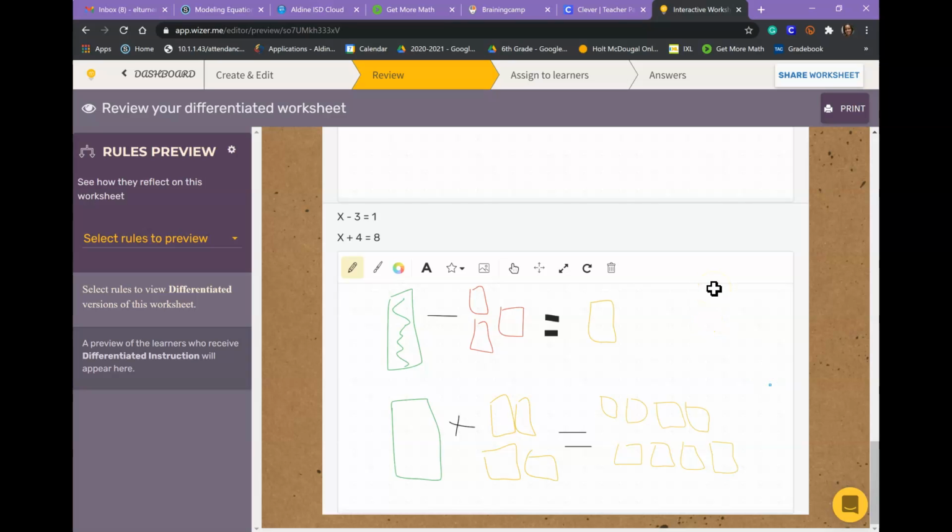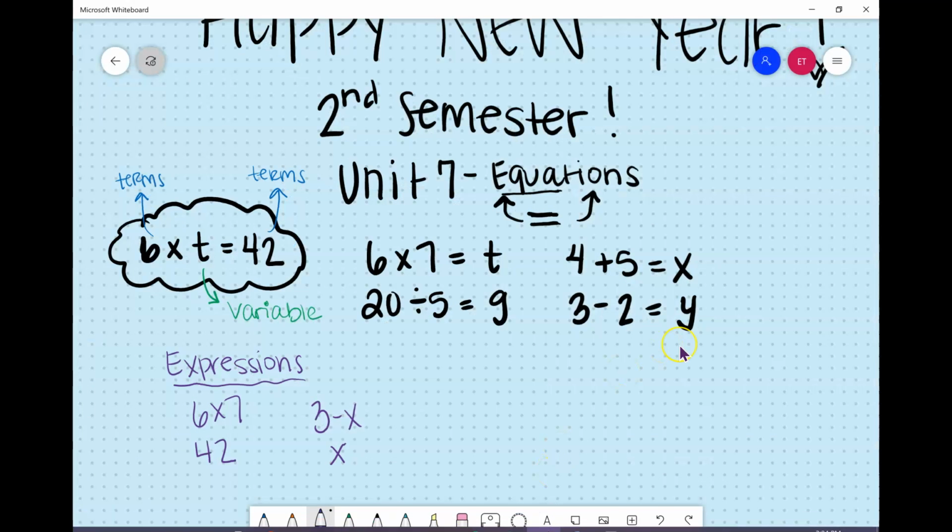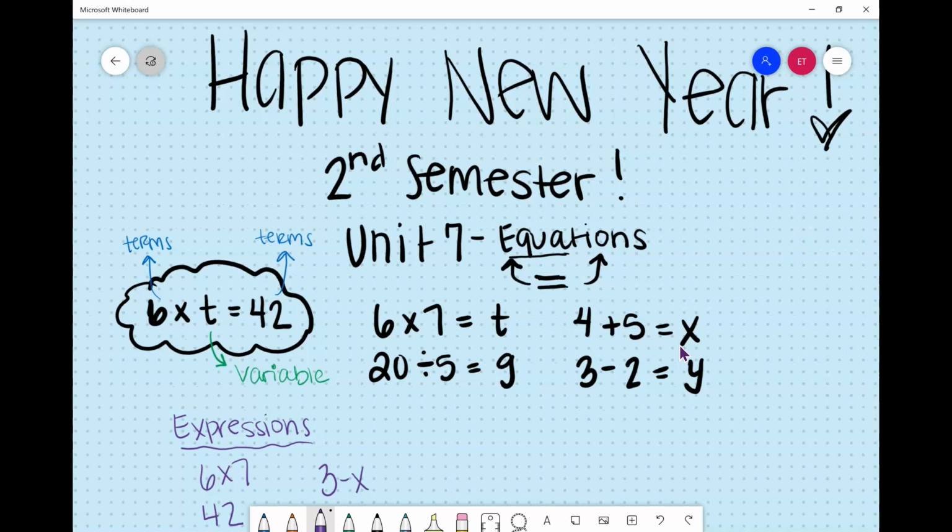So all I did was I drew my model. I did my drawing based off what I learned from Braining Camp. Now, if you have questions, please send me a message on Schoology, and I'll get back to you as soon as I can.